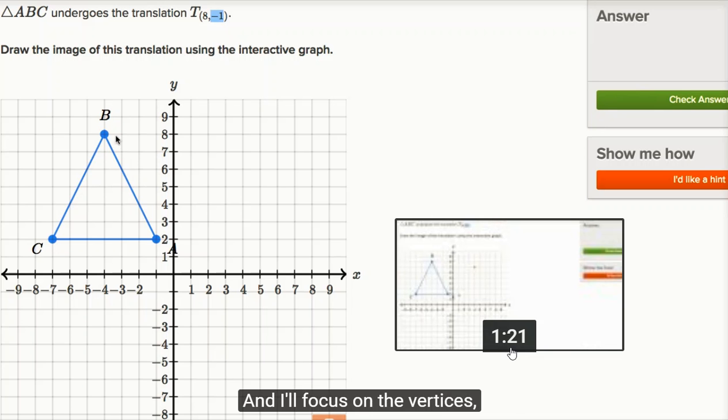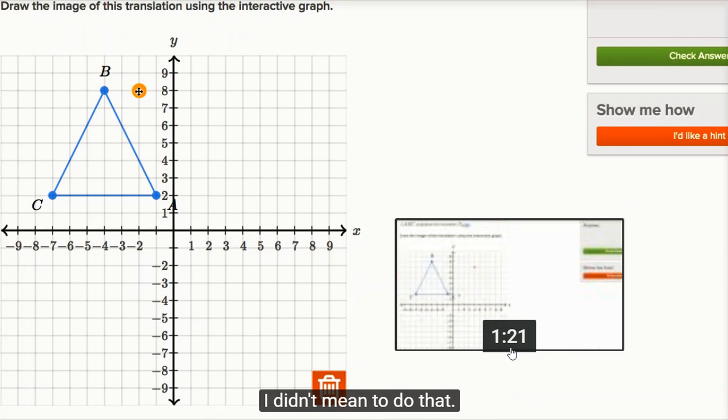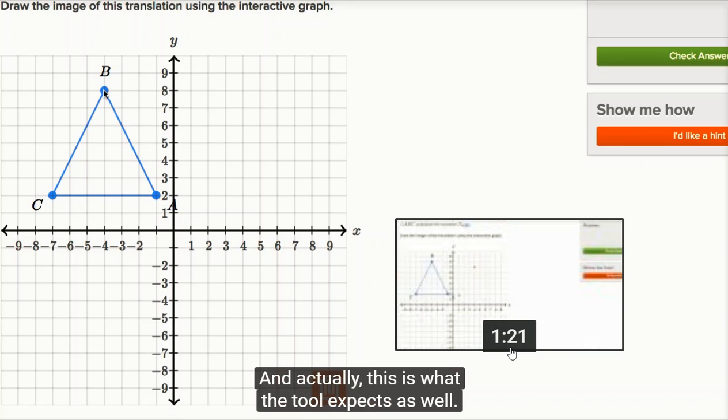So let's do that. And I'll focus on the vertices. Whoops, let me drag that to the trash. I didn't mean to do that. I'm going to focus on the vertices because that's the easiest thing for my brain to work with. So, and actually this is what the tool expects as well.